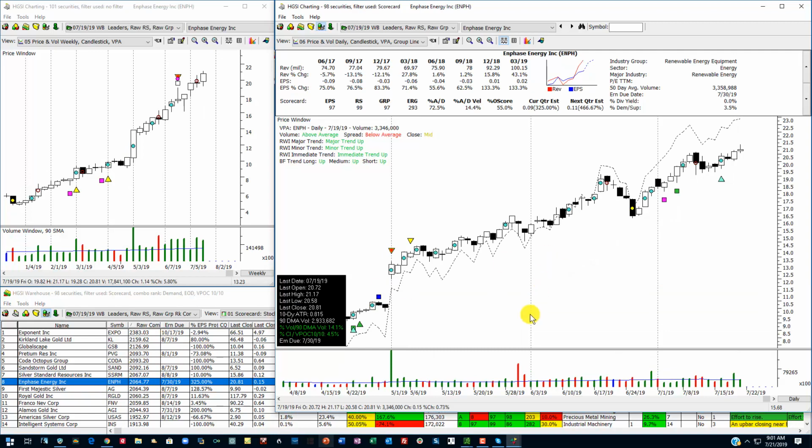Now here's another one, In-Phase Energy. This stock, I've been in and out of this stock. It had a couple of really nice signals, or multiple signals here on the weekly chart. This is a low volume test. This is a confirmation of that test. Effort to rise. Test, confirmation, effort to rise, and it keeps going up.